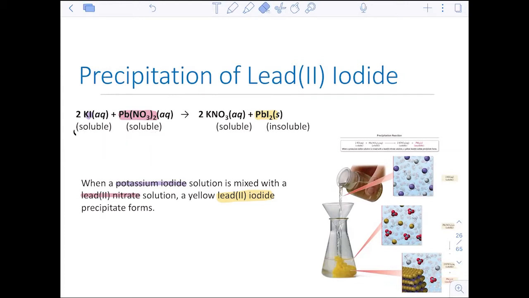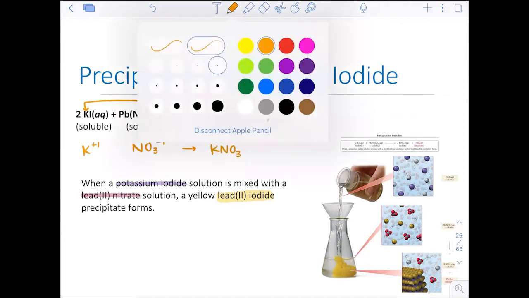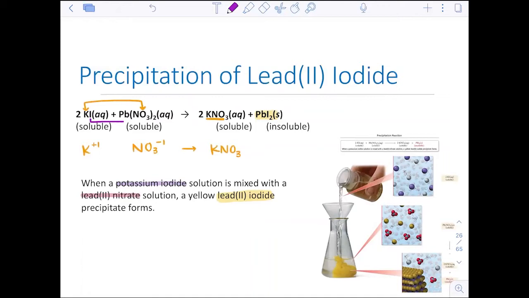Now, what I like to be able to visualize here is this idea of the do-si-do. Potassium is a cation. He's going to mix with the anion of the other compound to form potassium nitrate. Potassium is K+1, nitrate is NO3-1, so they form KNO3. Iodine, the anion, will form with the cation of the second compound. I-1 forms with Pb+2 to form PbI2.